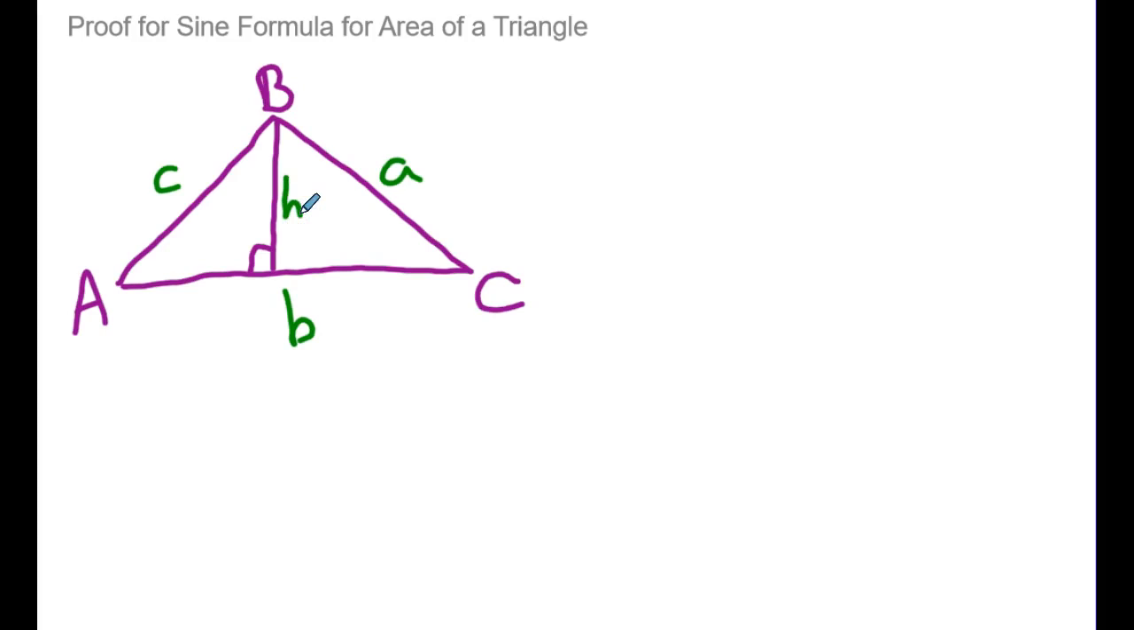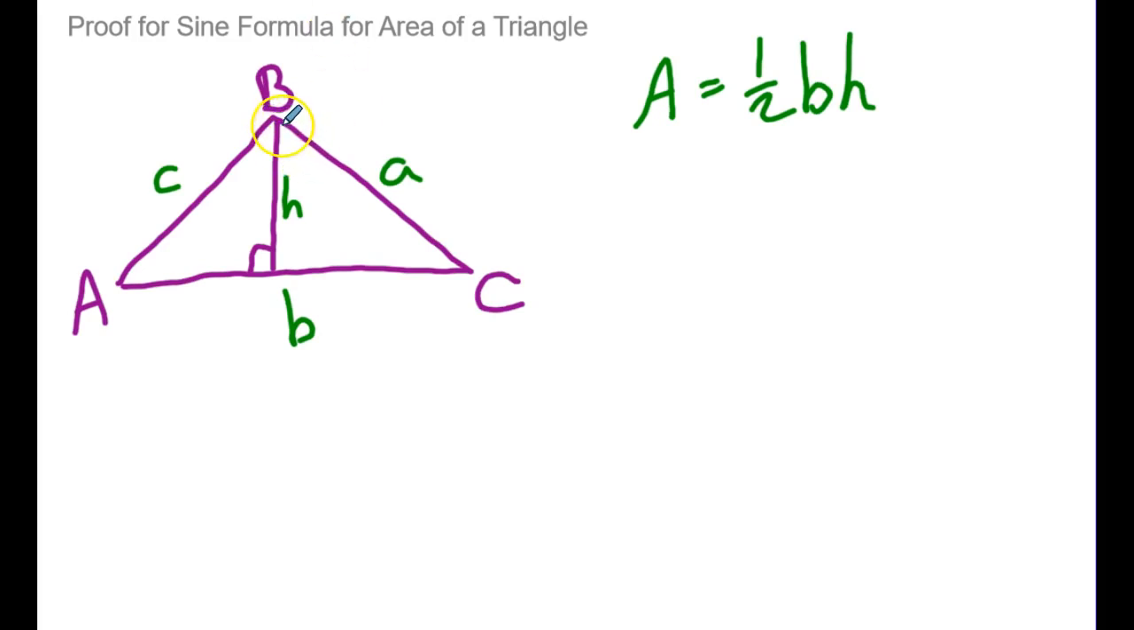Looking at this right now, if we wanted to find the area, we have the base b and the height h, so we could write the area is equal to 1/2 base times height. We know that's going to work. But now we're going to use some trigonometry to show and verify where the other formula comes from.